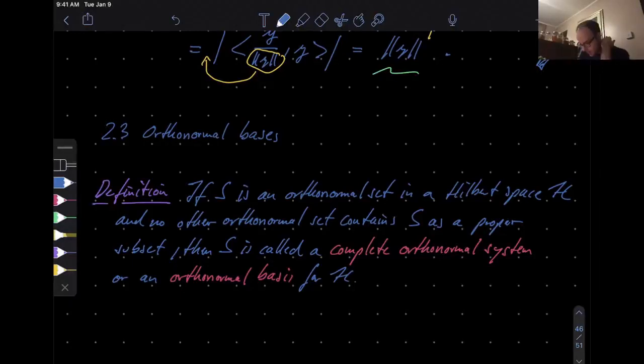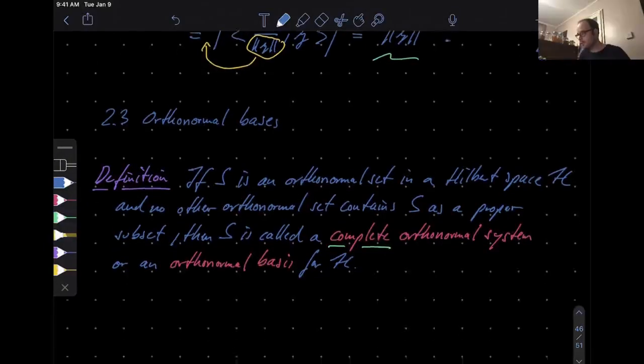Just a word of warning: this "complete" has nothing to do with Cauchy sequences. We are in a Hilbert space, so Cauchy sequences are convergent and our space is complete. The word complete here has a different meaning. I mostly use the phrase complete orthonormal system instead of orthonormal basis, but of course you can do as you please. But why do we use complete orthonormal system here?